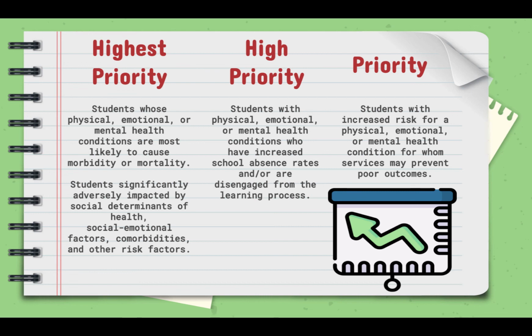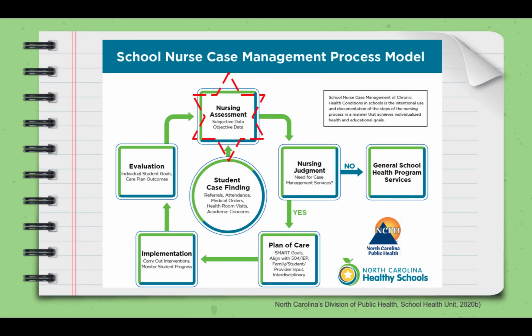And then finally, your high priority, but they're just priority. So again, not that they are not significant. You use your judgment, your assessment skills. These are students that are at increased risk for physical, emotional, or mental health conditions. These are more at risk for. These are students with. And these are students who are most likely to cause. But they all have physical, emotional, or mental health conditions. And these are students for whom services may prevent poor outcomes. This is the hardest part, I think, is deciding who gets what services, right?